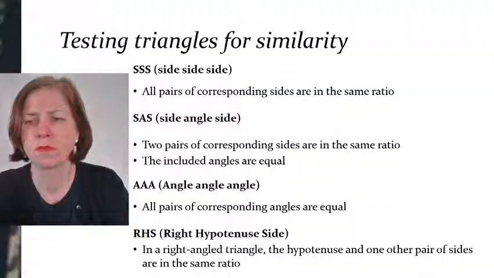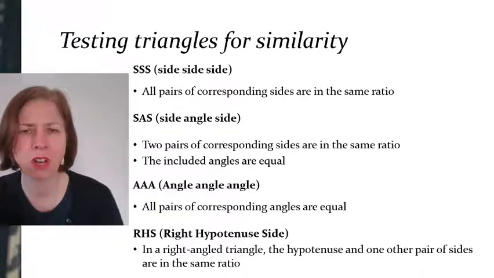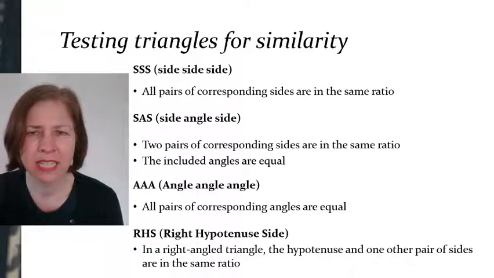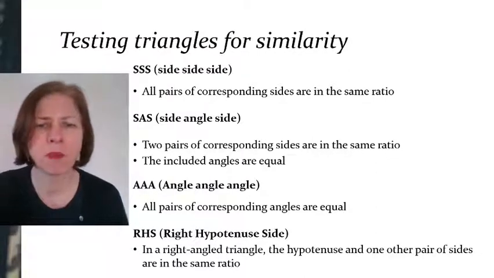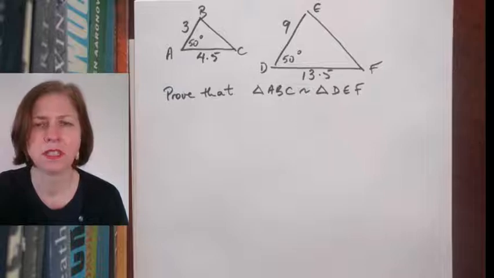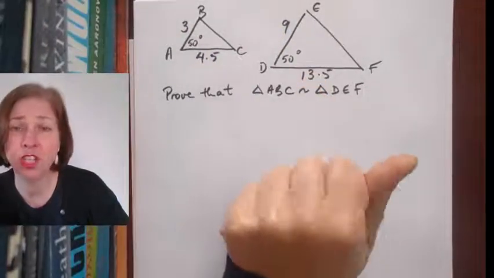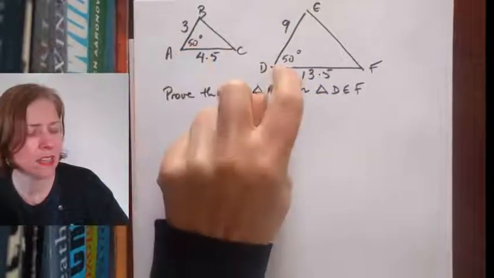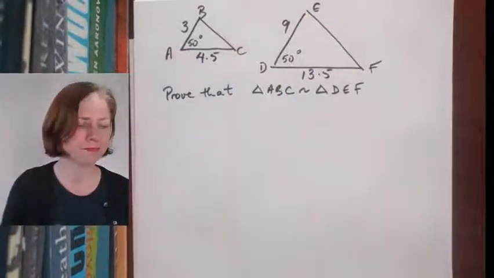So I'm just going to go back to my triangle tests for similarity. If I look at the second one, side, angle, side, two pairs of corresponding sides are in the same ratio and the included angles are equal. And that's definitely what I've got in my diagram. If I have another look, I can see that these are two pairs of corresponding sides. I have to check if they're in the same ratio, and these are the included angles because it touches both sides, right? So let's have a look.